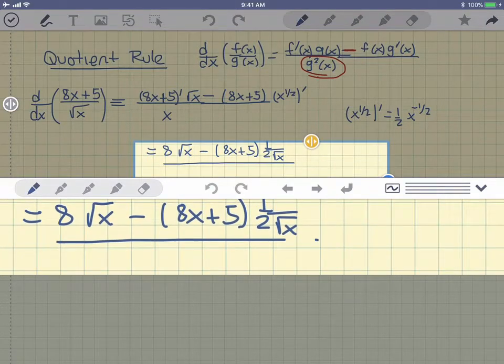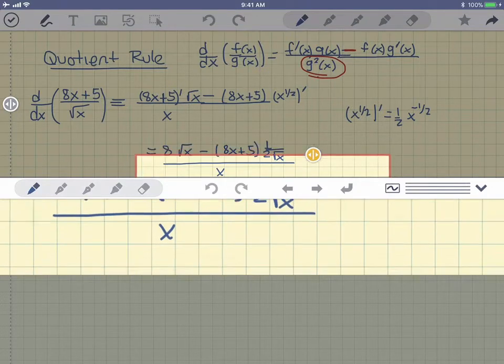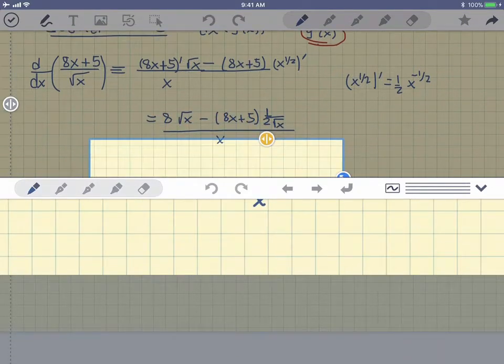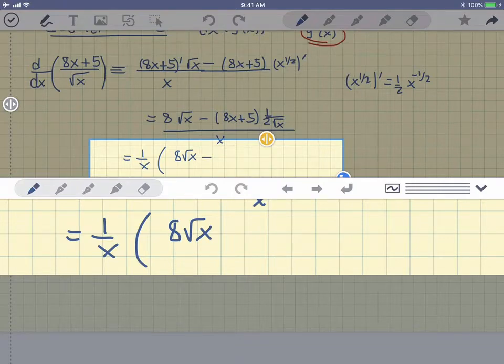So something happened where we have something, for example, another video, I told you guys when you did a difference quotient that had something divided by a fraction, it looked kind of weird, and maybe you didn't want to see it that way. So something I'm going to do is also rewrite this guy, just to make it a little bit easier visually. If I write this like 1 over x in front times 8 root of x minus 1/2 of root of x times 8x plus 5.